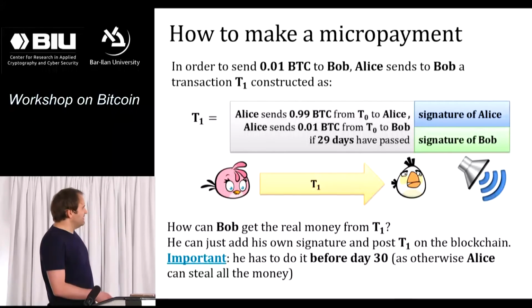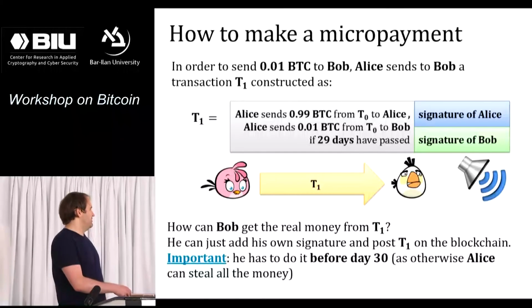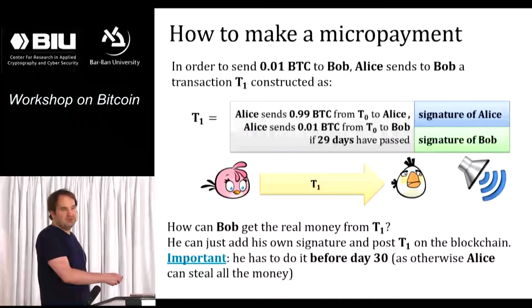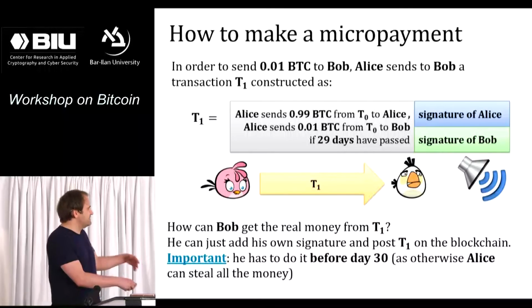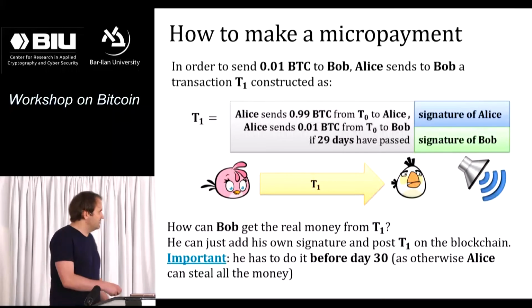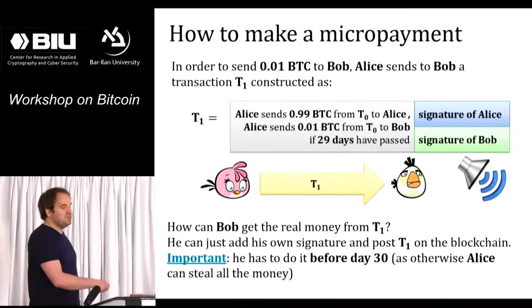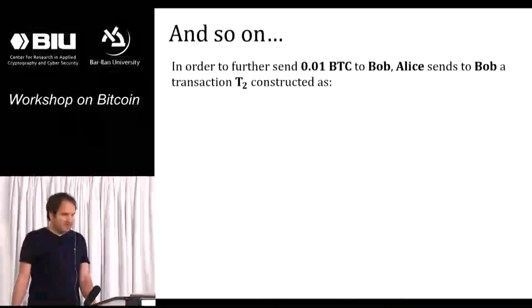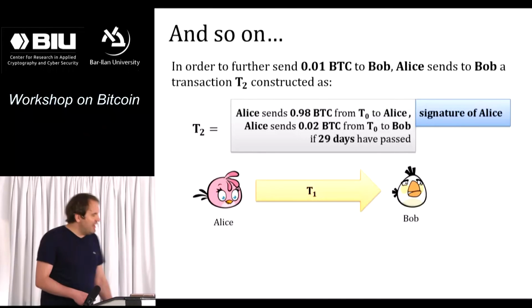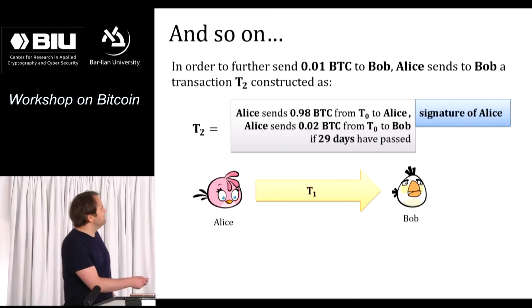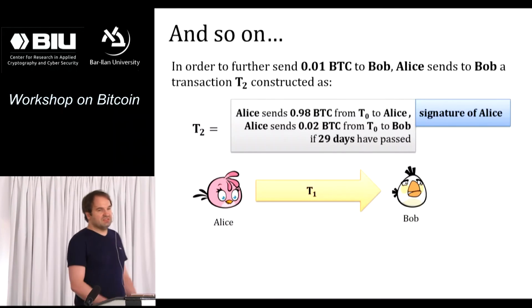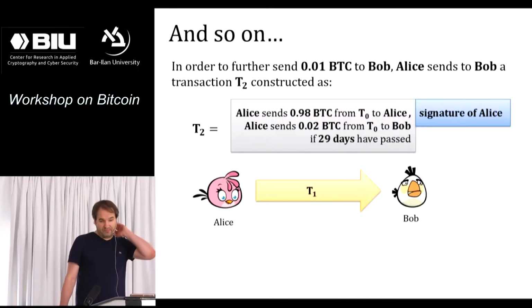This is the important thing: Bob has to post this before day 30. Actually, on day 29, because otherwise Alice can steal all the money. This one has to be used by day 29 at the latest. So we can now adjust this channel further and have 0.98 Bitcoins from T0 to Alice, 0.02 Bitcoins from T0 to Bob if 29 days pass, and then the signature of Alice, and if Bob adds his signature, then he can spend it. So it can go like this.